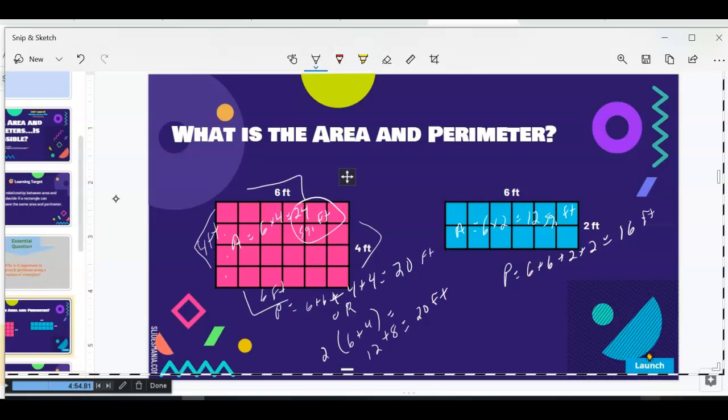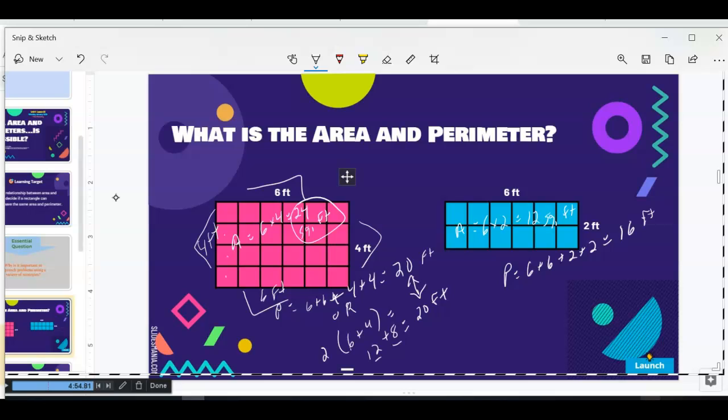Now another way to figure out the perimeter, in addition to adding up all the sides, you could just say 2 times 6 plus 4, and you're going to get the same answer. 2 times 6 is 12, and 2 times 4 is 8. Then when you add them up, you still get the same 20.